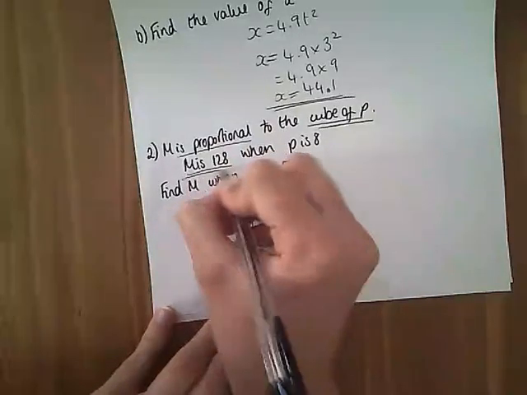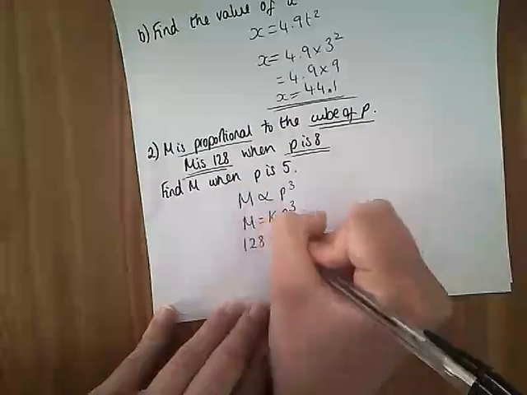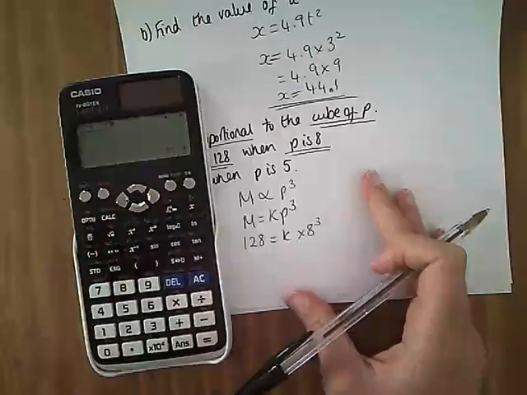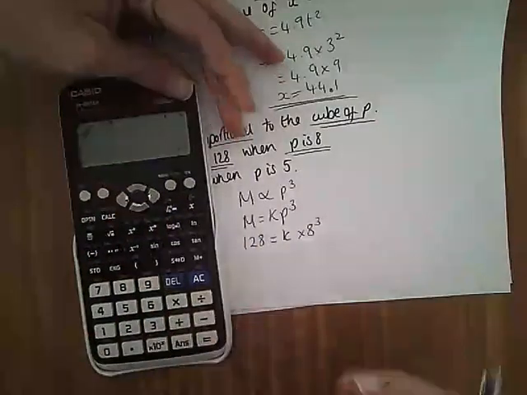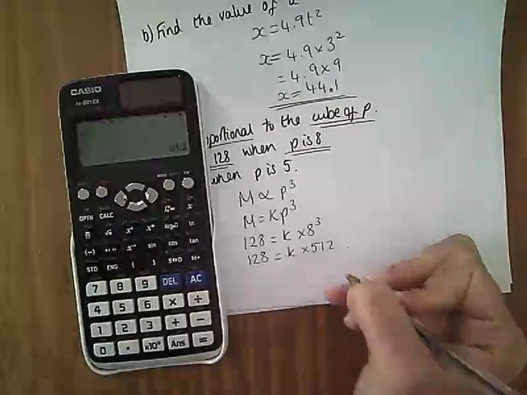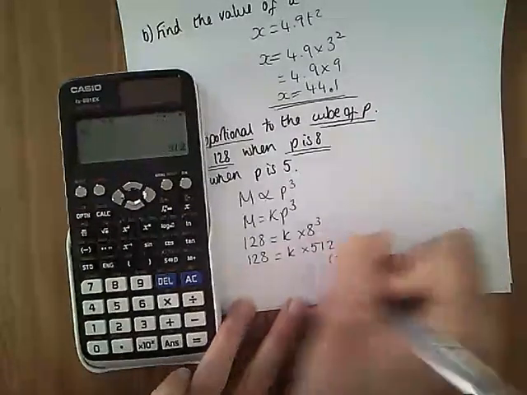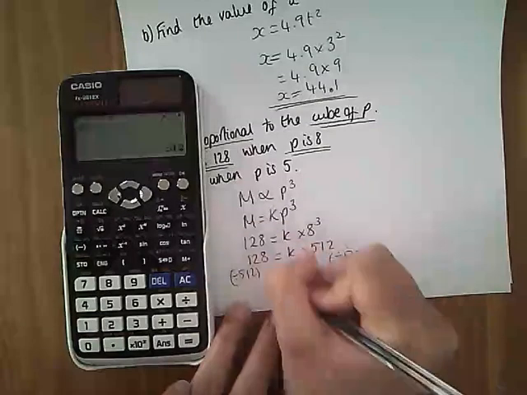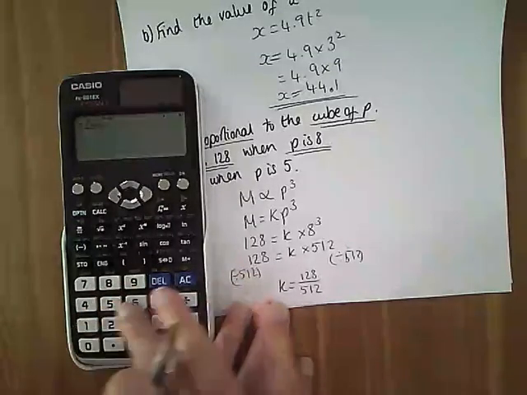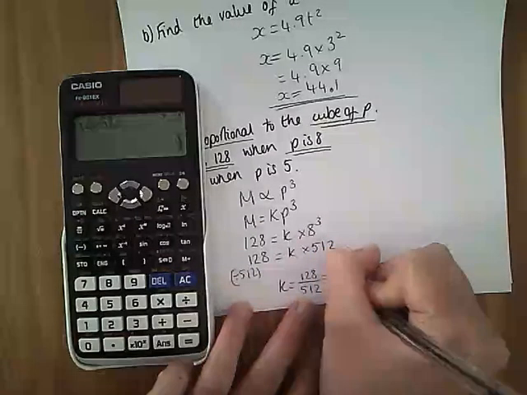We've been given a value of m when we have a value of p. So we've got 128 equals k times 8 cubed. You can use your calculators for this, by the way. Okay, 8 cubed is 512. So k times 512 is equal to 128. So to find k, we're going to divide by 512. So we get k equals 128 over 512. Now you can leave it as a fraction, or put it in its simplest form. The simplest form is a quarter.